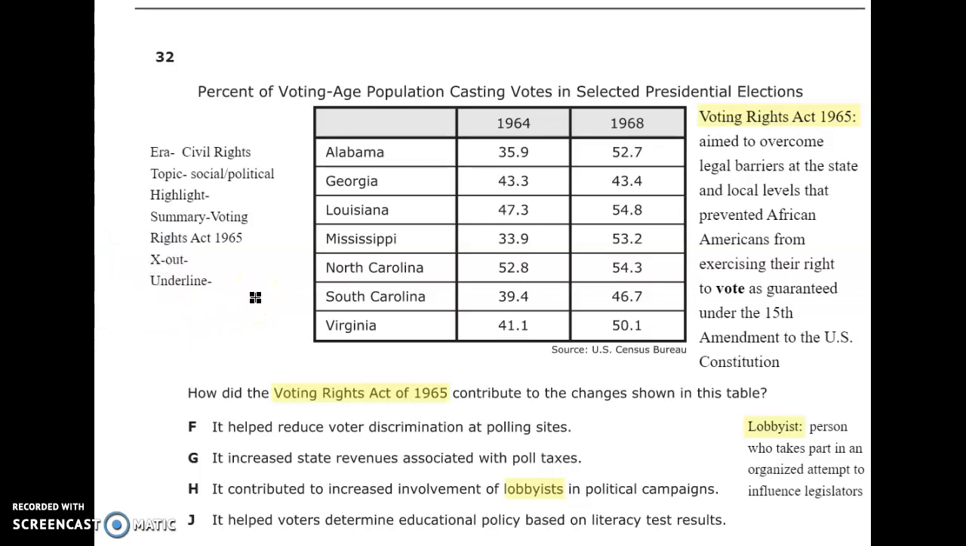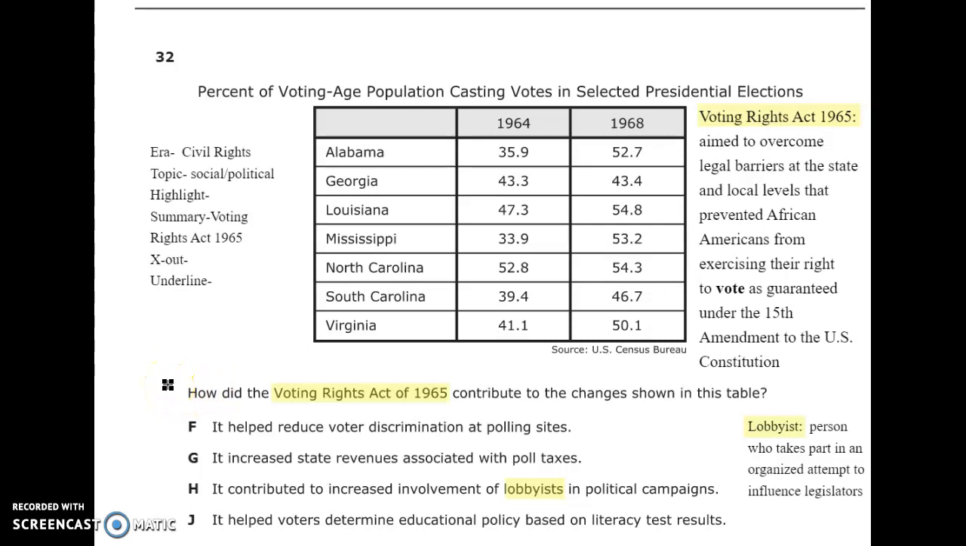Alright, mock STAAR question 32. Percent of voting age population casting votes in selected presidential elections. This is the stimuli, the chart that we'll be using for this question down here.